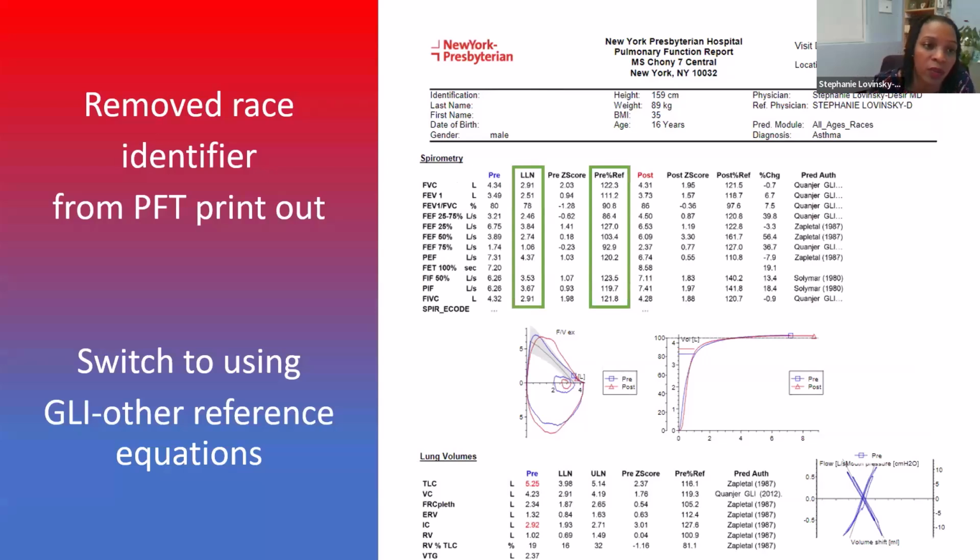Removing the race identifier from our PFT printout was one of those lessons learned in terms of what we should incorporate as we implement these new guidelines, because parents and families told us, you say that I'm a mixed race child or mixed other because of the reference equation that was selected, and that kind of turned people off. And then, as has been mentioned, switching to these new reference equations. The thing to point out is it's a bit of a frame shift from thinking about percent predicted or percent reference to lower limit of normal. And perhaps looking at lower limit of normal is a more appropriate way of identifying who might be at risk or who may be suffering from disease early on.